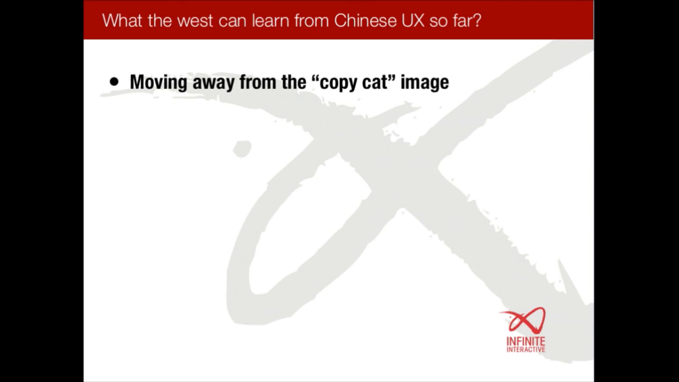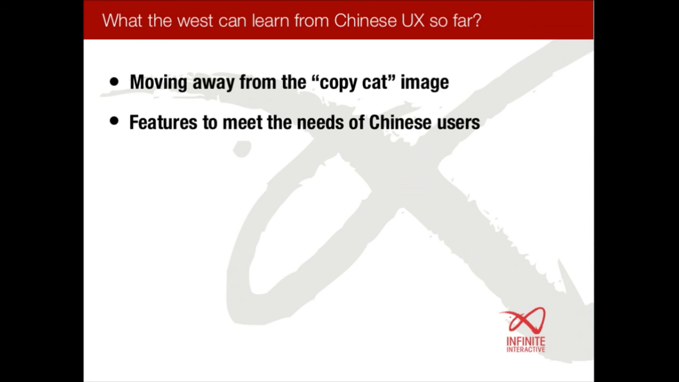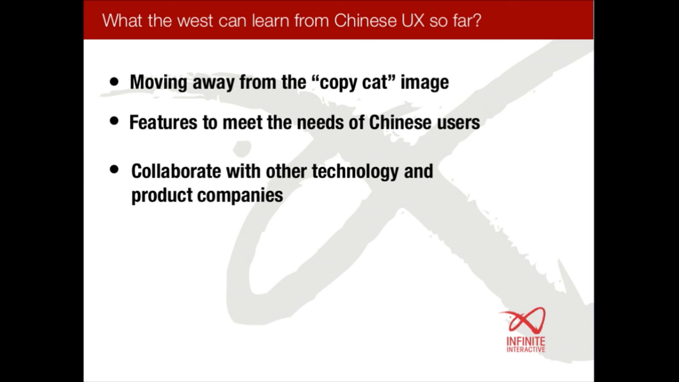So as you can see, Chinese technology companies are moving away from this copycat image and developing unique features and also collaborating with other technology and product companies. I've heard that some Western apps, such as Path, now have an emoticon interface similar to WeChat. I think that in the future, these kinds of things will be more and more common.